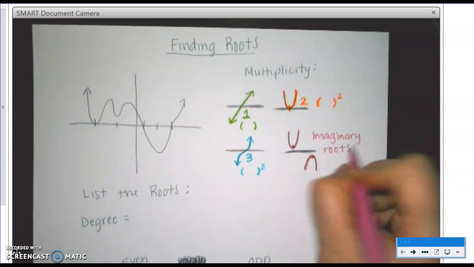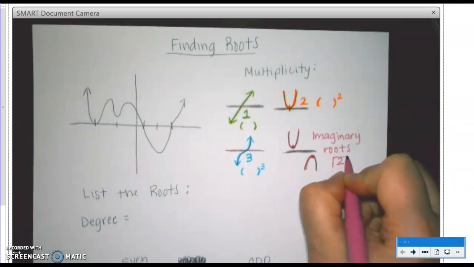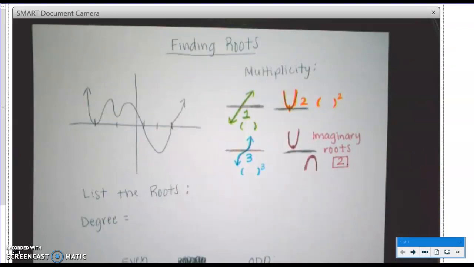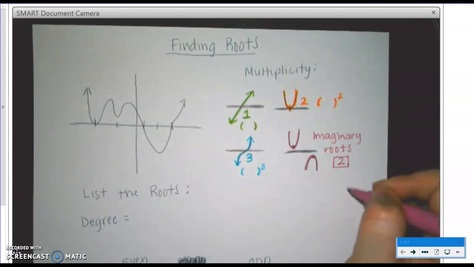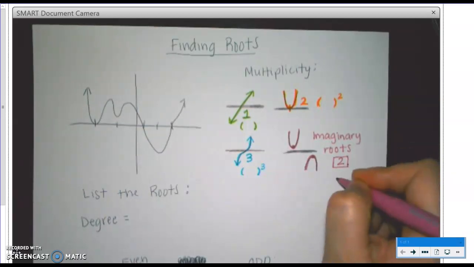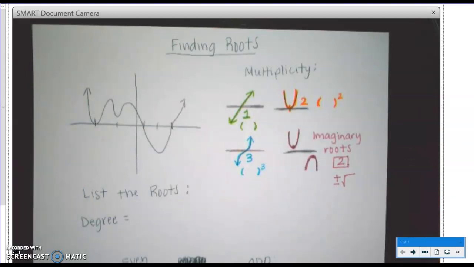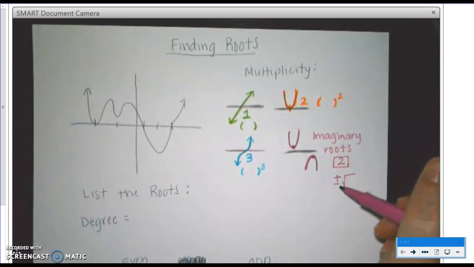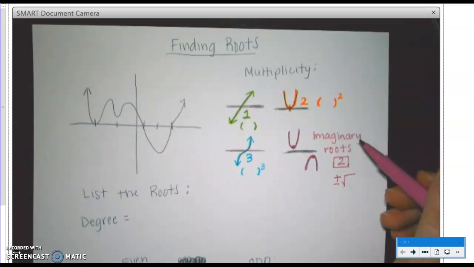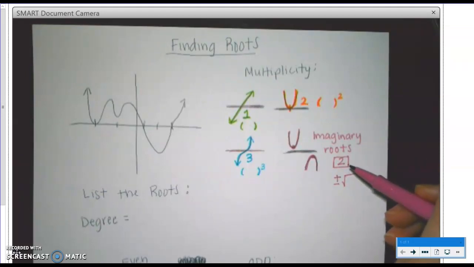And imaginary roots come in pairs. You always have 2 imaginary roots at a time. Imaginary roots come from taking the square root. If you remember, the quadratic formula has that plus or minus the square root in it. So that's where the 2 is coming from. 1 is positive, 1 is negative. So if you think you have imaginary roots, there are always 2 of them at a time.